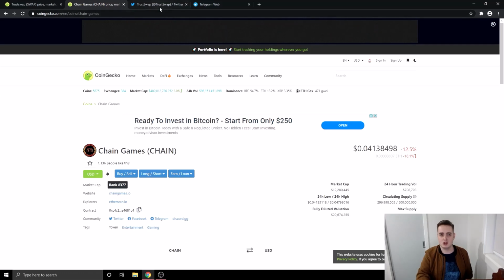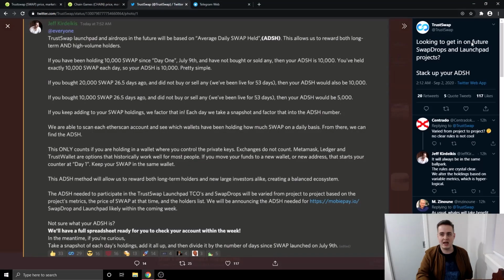Let's get straight into the TrustSwap news. So looking to get in on future swap drops and launchpad projects, stack up your ADSH, which obviously stands for Average Daily Swap Held. TrustSwap launchpad and airdrops in the future will be based on this. This allows us to reward both long-term and high-volume holders. So if you're a long-term holder of swap, you're going to get rewarded. If you're a high volume holder of swap, you're also going to get rewarded.